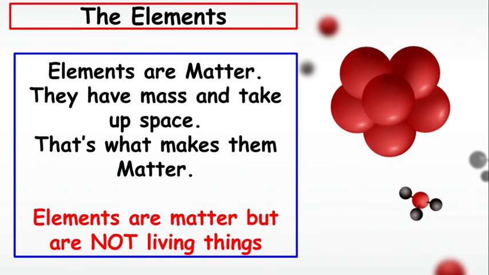The elements are matter, they have mass and take up space. And as you know, that's the definition of matter: anything that has mass and takes up space. That's what makes them matter. Elements are matter, but they are not living things. Let me say that again. The elements in the periodic table are matter because they have mass and they take up space, even gases, but they are not living things.